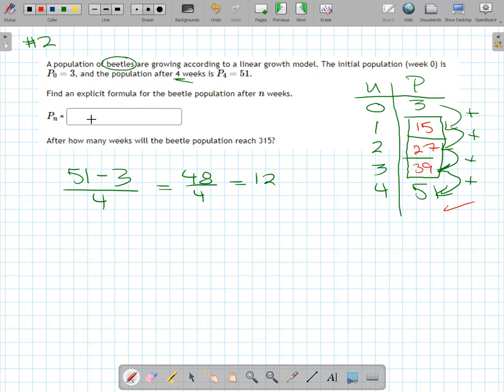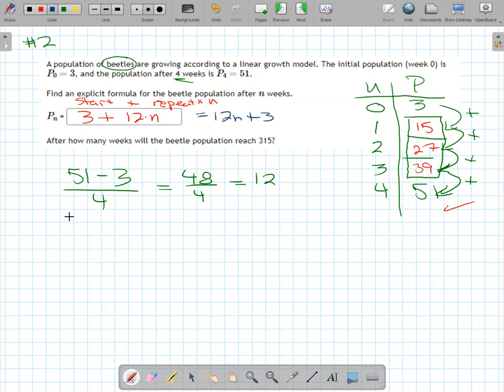I got that right. So as far as my explicit formula goes, it always goes start plus whatever your repeated addition is times n. So that would be starting at 3, I want to add 12 however many times I need to. That would be one way to type it in there. Or you could type it like a linear equation, and that would be the same thing as saying 12n plus 3.